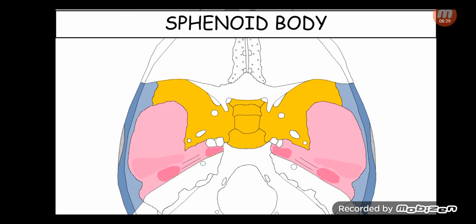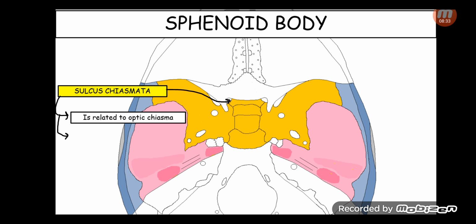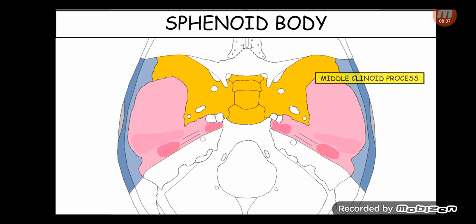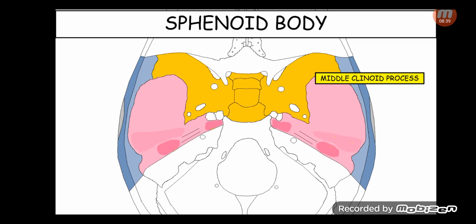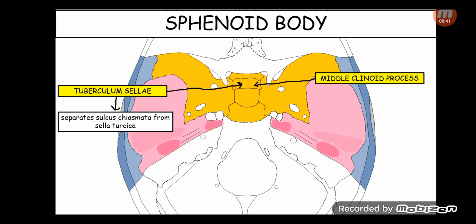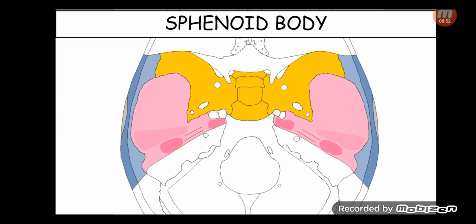Then we will talk about the sphenoid body. In front we can see the sulcus chiasmaticus. It is related to the optic chiasma, and it leads laterally to the optic canal. Then another feature in the sphenoid body is the middle clinoid process and tuberculum sellae. Tuberculum sellae separates the sulcus chiasmaticus from the sella turcica, and the middle clinoid process gives anterior attachment to the diaphragma sellae.